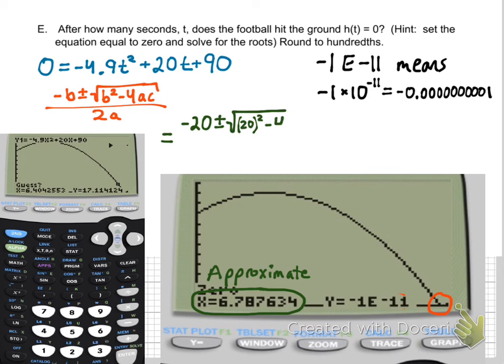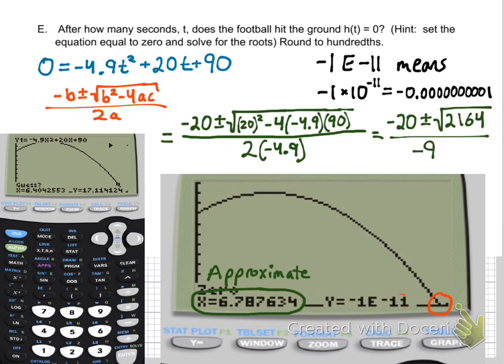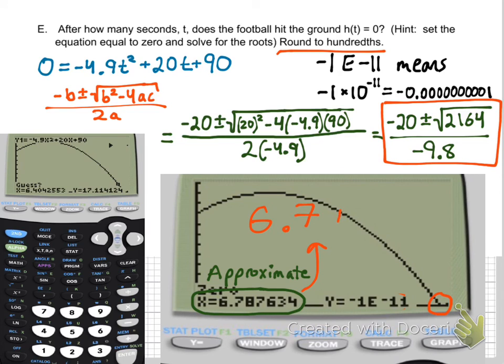So I'll go and show you what that would look like. When you plug A, B, and C into the quadratic formula, you get something like this: negative 20 plus or minus the square root of 2,164, all over negative 9.8. And that is the exact answer. But be on the lookout. This says round to the hundredths. So this value down here is actually just fine. And our final answer is 6.79 seconds. And that is when the ball hits the ground.